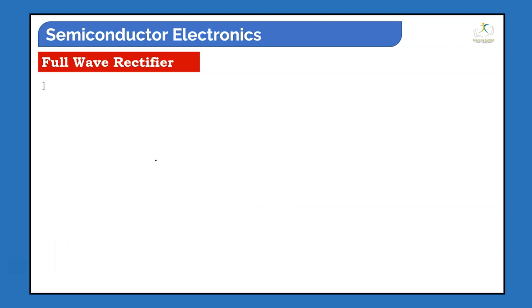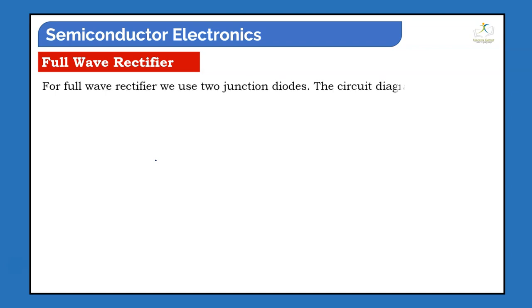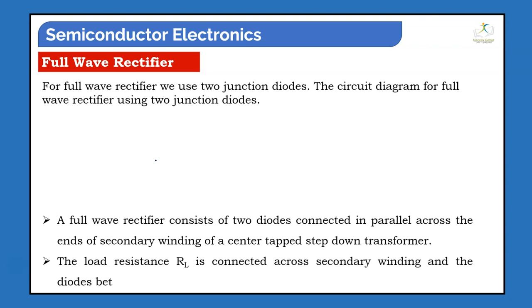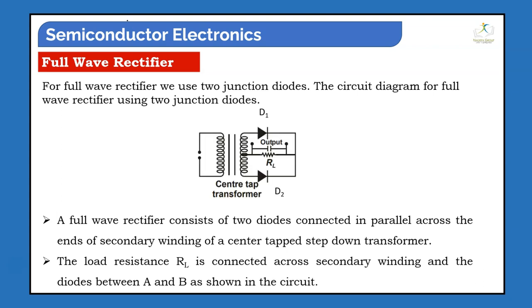In the case of a full wave rectifier, students, we use two junction diodes. The circuit diagram for a full wave rectifier using two junction diodes is like that. So a full wave rectifier consists of two diodes connected, and the load resistance RL is connected across the secondary winding. In the previous one, as you can see, there was a single diode, but here two diodes are present.